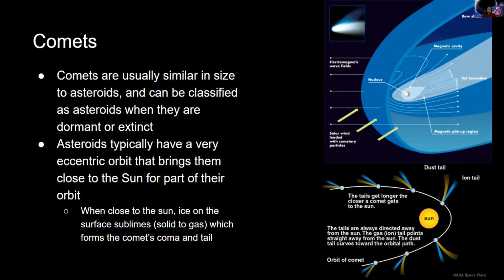And they usually only have that tail when they're very close to the sun because the sun heats them up and the ice on the surface sublimes, which means it goes from a solid to a gas. And that's what we see as the tail. And there are a couple of different types of tails that we see form. There's the dust tail, which is ice and rock evaporating and being ejected from the surface of that comet. And then there's also the ion tail, which is usually created by solar wind.